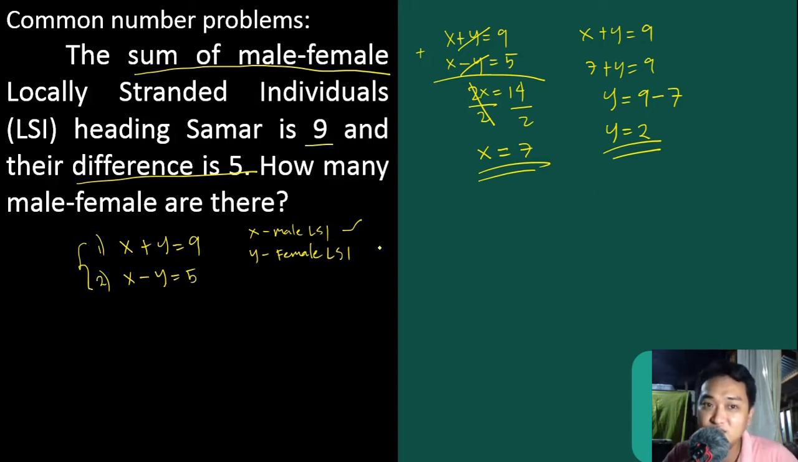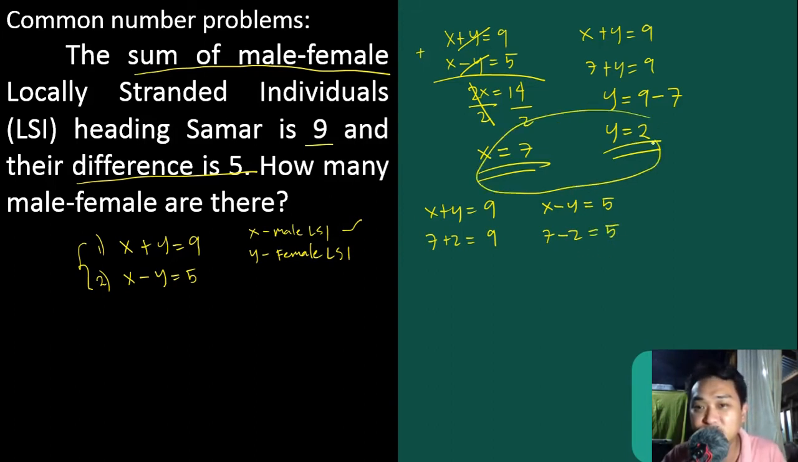Now let us check kung tama yung naging sagot natin. Sabi, yung pagka daw inad mo raw yung male and female, kailangan daw 9. So that is x plus y is equivalent to 9. 7 plus 2 is 9. At pagka daw sinubtract mo yung male-female LSI, so that is x minus y is equivalent to 5. 5 daw yung kanilang difference. And that's true with 7 minus 2. That is also 5. So therefore, our answer is correct.